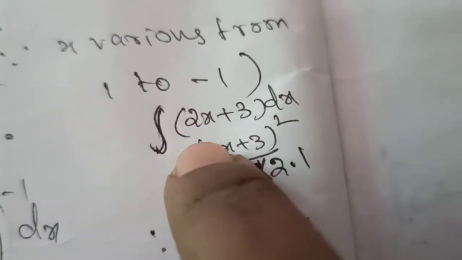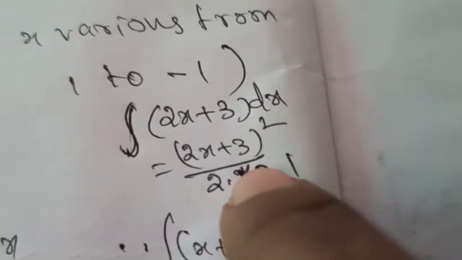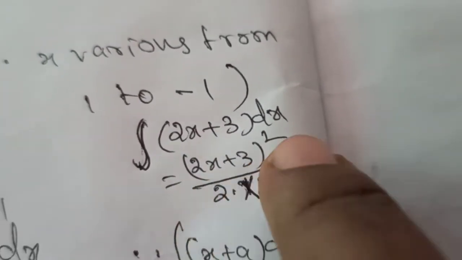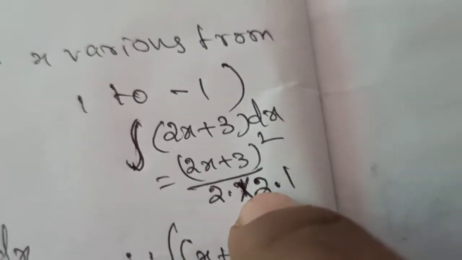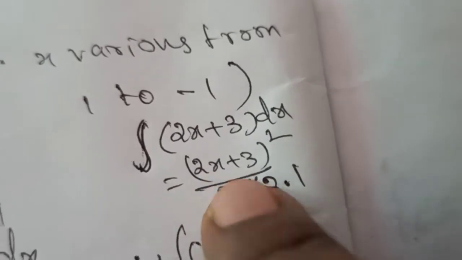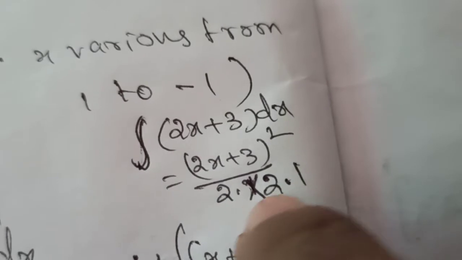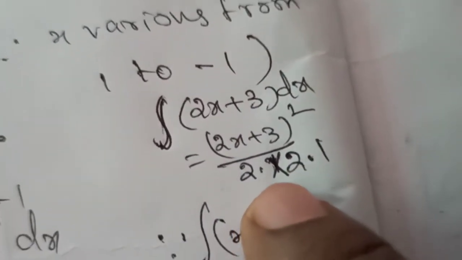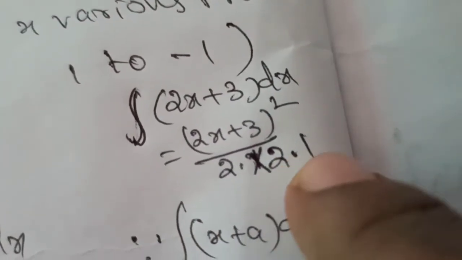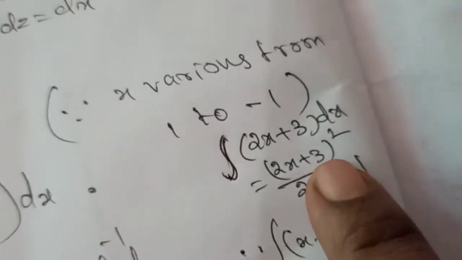Suppose, for example, we have the integration of (2x plus 3) the whole square into dx. We can write the answer as (2x plus 3) the whole power 3 divided by 3 into again the differentiation of the inside value. The differentiation of 2x is 2 into 1, and the constant becomes 0. So the denominator will become 3 into 2, that is 3 2s are 6. Okay, so this is another type of integration.